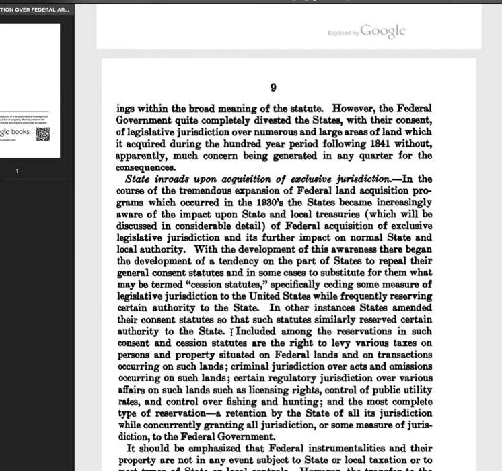Included among the reservations in such consent and session statutes are the right to levy various taxes on persons and property situated on federal lands and in transactions occurring on such lands, criminal jurisdiction over acts and omissions occurring on such lands, certain regulatory jurisdiction over various affairs on such lands, such as licensing rights, control of public utility rates, and control over fishing and hunting, and the most complete type of reservation, a retention by the state of all its jurisdiction, while concurrently granting all jurisdiction or some measure of jurisdiction to the federal government.